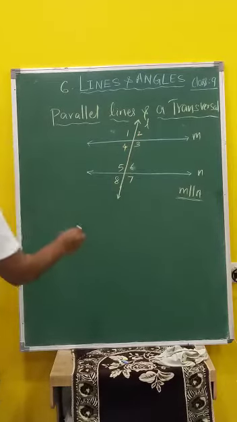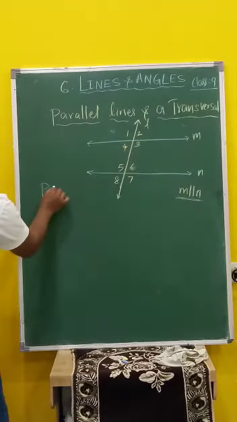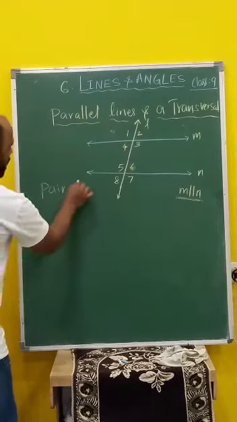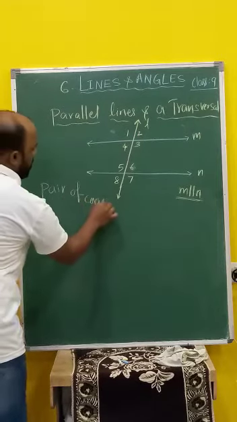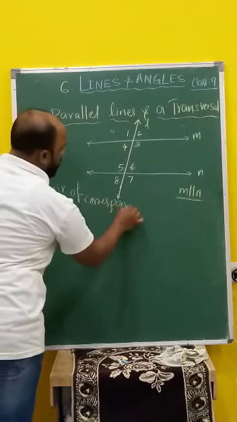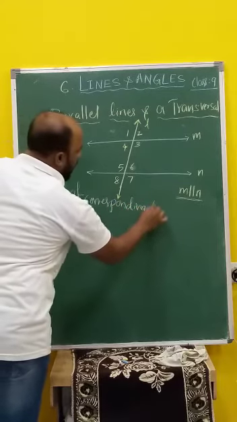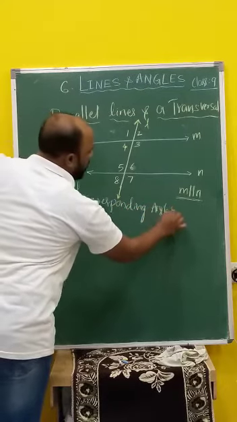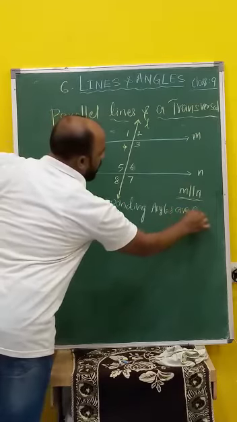But pair means two. Pair of corresponding angles are equal.